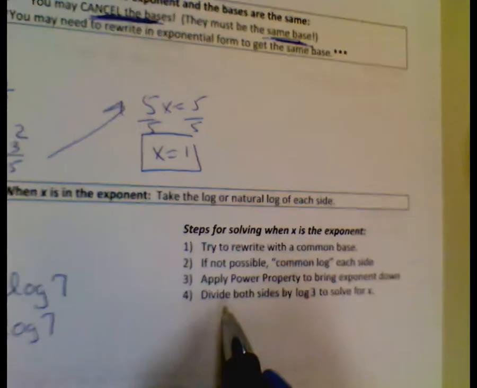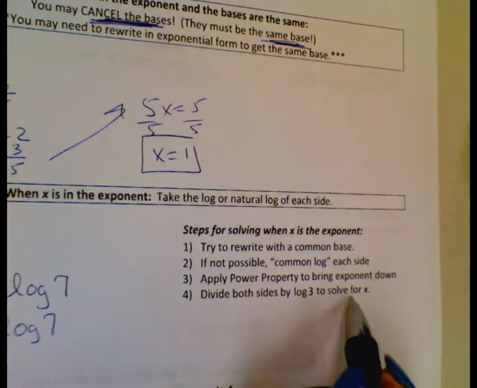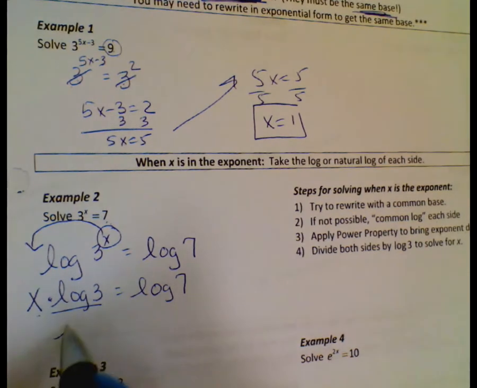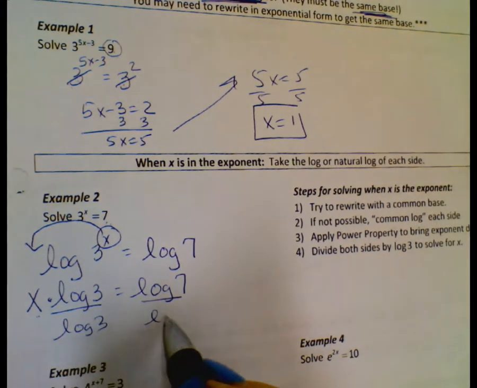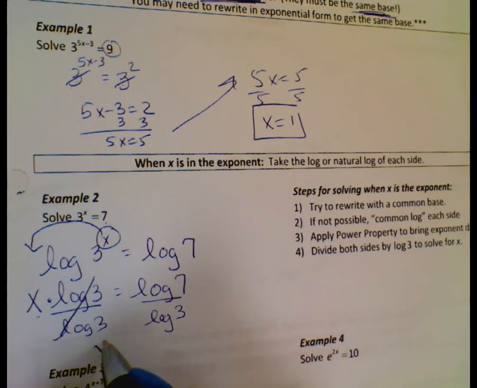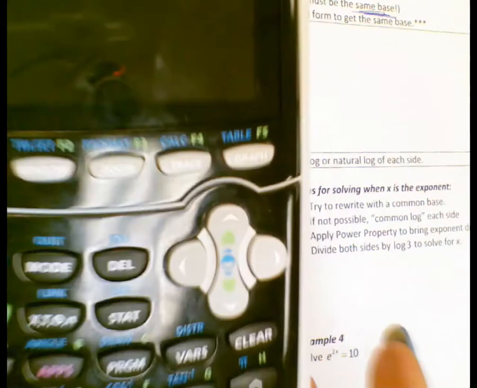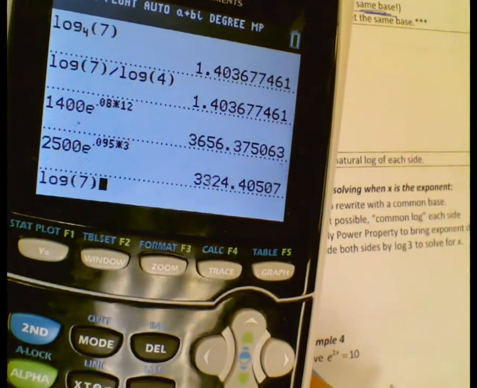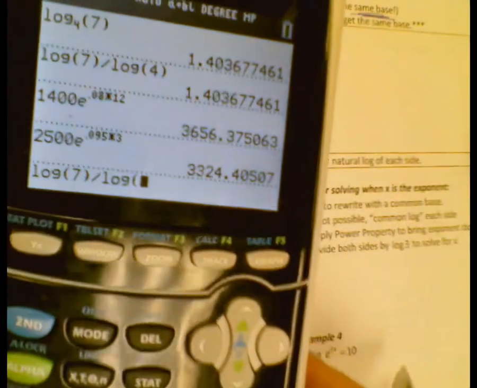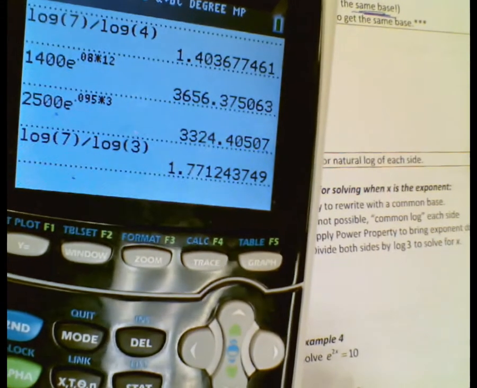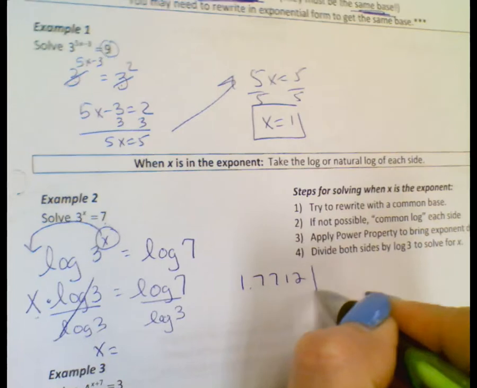So now, divide both sides by log 3 to solve for x. So now that the x is a factor out front, now I can divide both sides by log 3. This cancels, and x is about to be found by pressing log 7. Close that parenthesis. Divided by log 3. Close that parenthesis. And that's your answer, 1.7712.